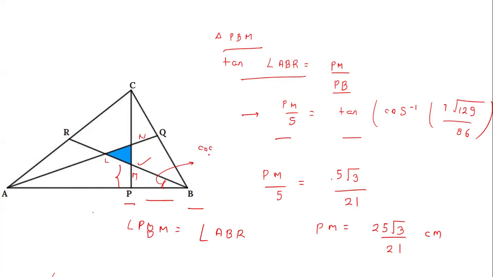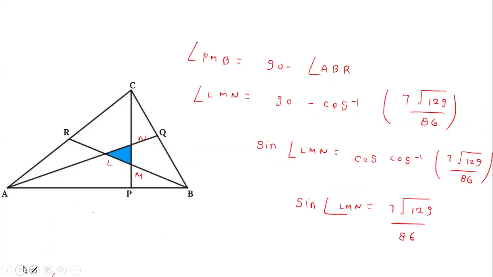It is the cos inverse of 7 root of 129 by 86. This we calculated, so you can put this here. So tan of cos inverse of this you can calculate. It will come to 5 root 3 by 21. Now you can calculate the value of PM from here. It will come like this. So now we also know PM.